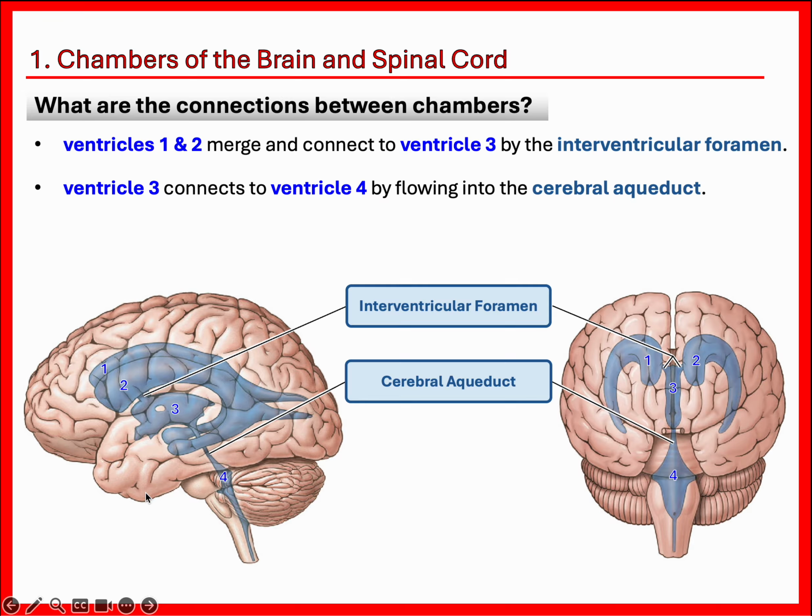Then ventricle 3 connects to ventricle 4 by flowing into what we call the cerebral aqueduct. So connecting ventricle 3 and 4, this aqueduct here, that's called the cerebral aqueduct. An aqueduct carries aqua, water, so it makes a bit of sense. It's carrying CSF down to the 4th ventricle. Here you see it in this picture right over here, connects to the 4th ventricle.